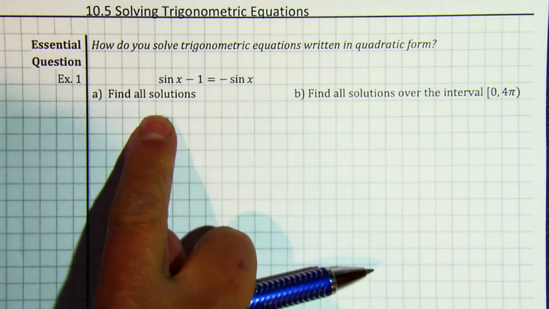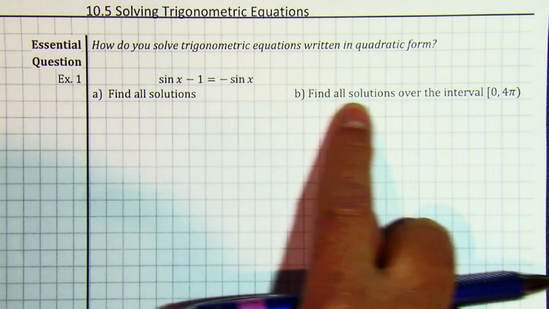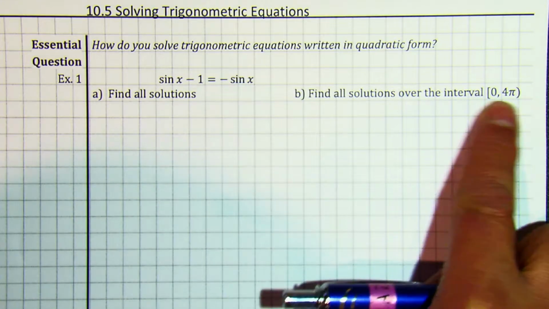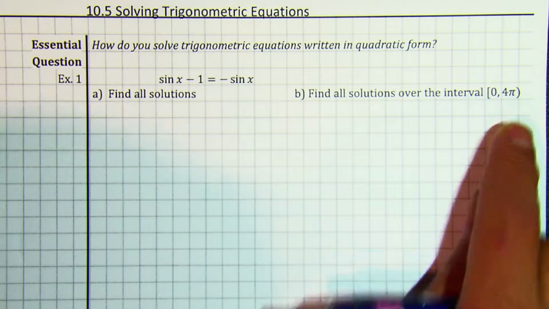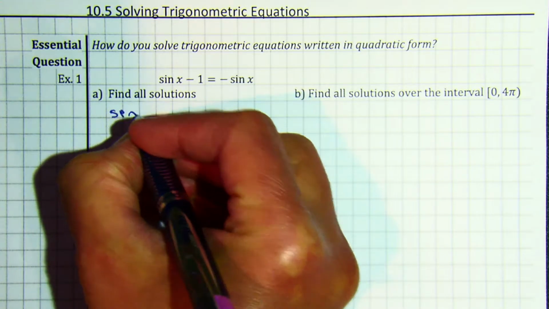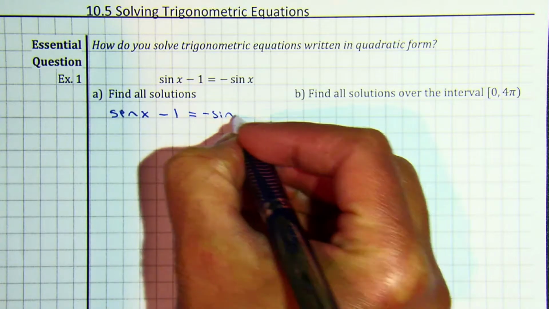So I need to find all of the solutions for this equation, and all the solutions over the interval between 0 and 4 pi, including 0 but not 4 pi. So now write down the equation. We have the sine of x minus 1 equals negative sine of x.